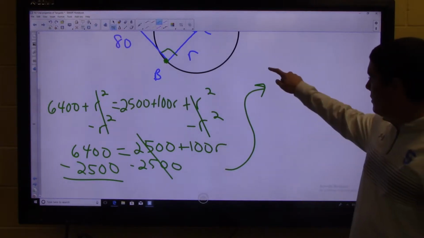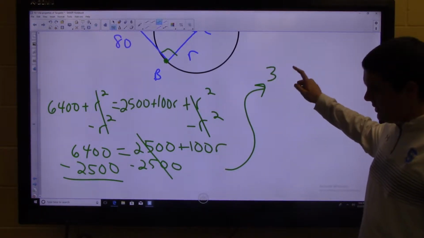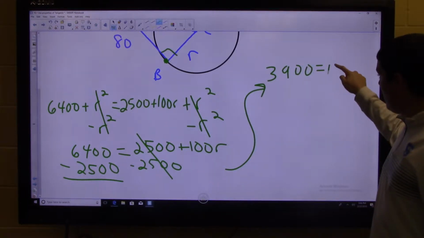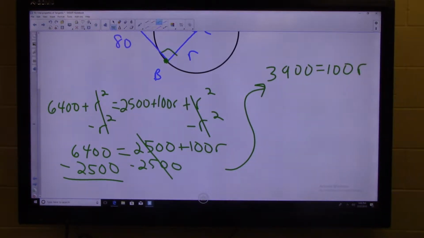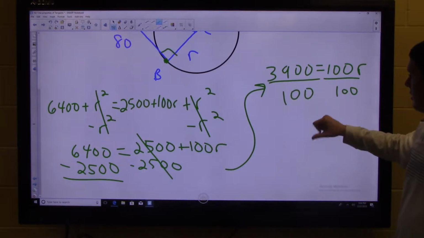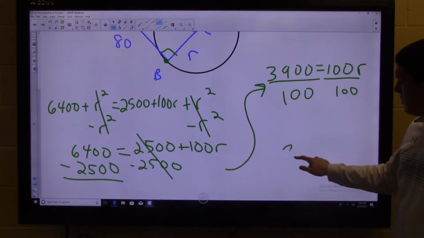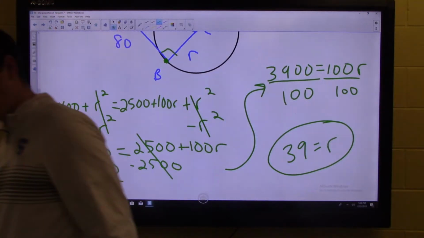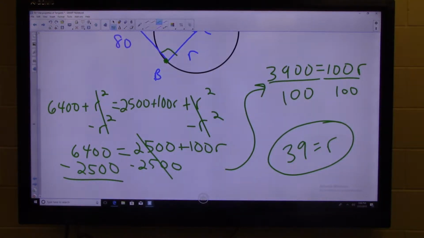6400 minus 2500 is, oh man, I think it's 3900. It's equal to 100R. And we'll have to solve. I got to get R by itself, so divide by 100. Two zeros cancel. 39 is equal to R. There it is. Got it.